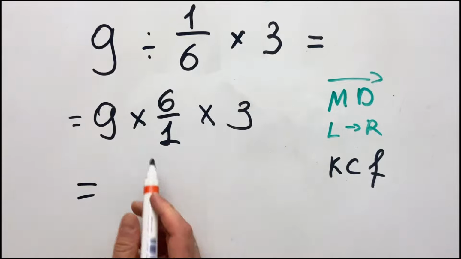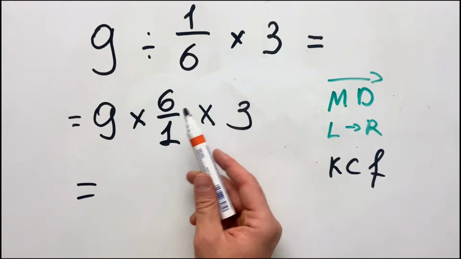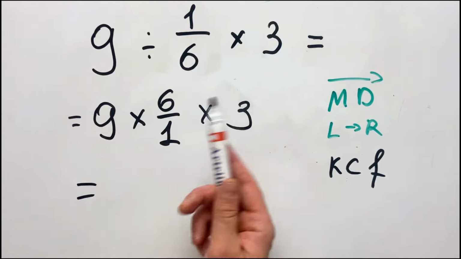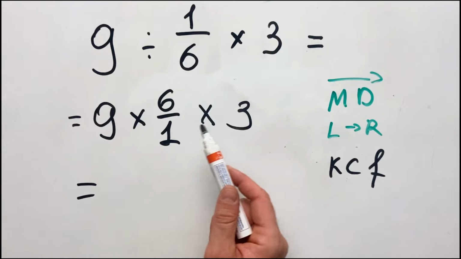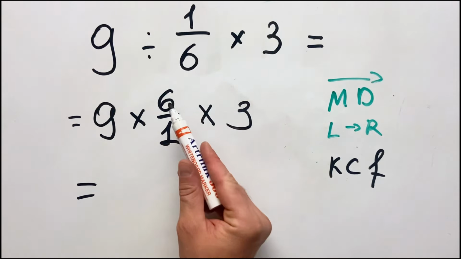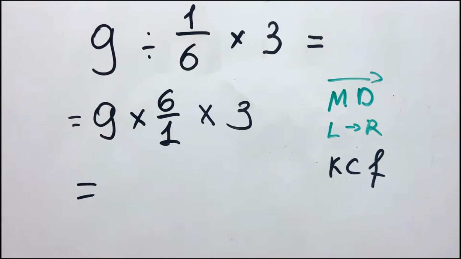Next, we do the multiplication. We can do it however is easier for us, because with multiplication there's no rule that we need to do it from left to right. So you can do 9 multiplied by 6 and then multiply by 3, or you can do 6 multiplied by 3 and then multiply by 9.